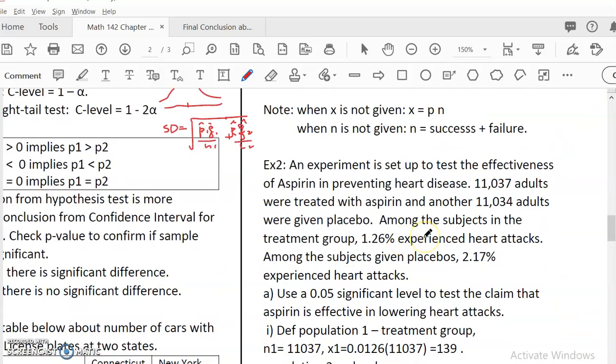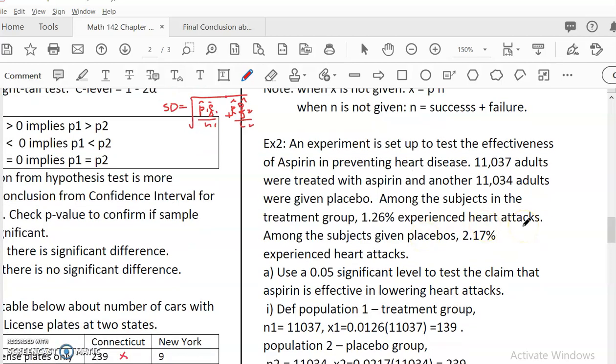Okay, so the second example is someone set up an experiment to test the effectiveness of aspirin in preventing heart disease. So they want to see if people who take aspirin, which is just a painkiller, can it actually help to prevent heart disease or lower heart disease outbreak? So they have 11,037 adults take aspirin, which is a large sample, right? Another 11,034 adults were given a placebo.